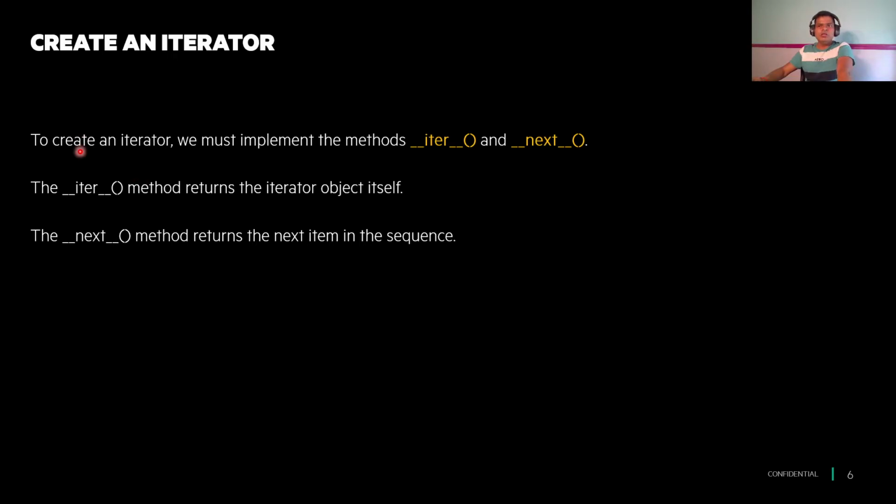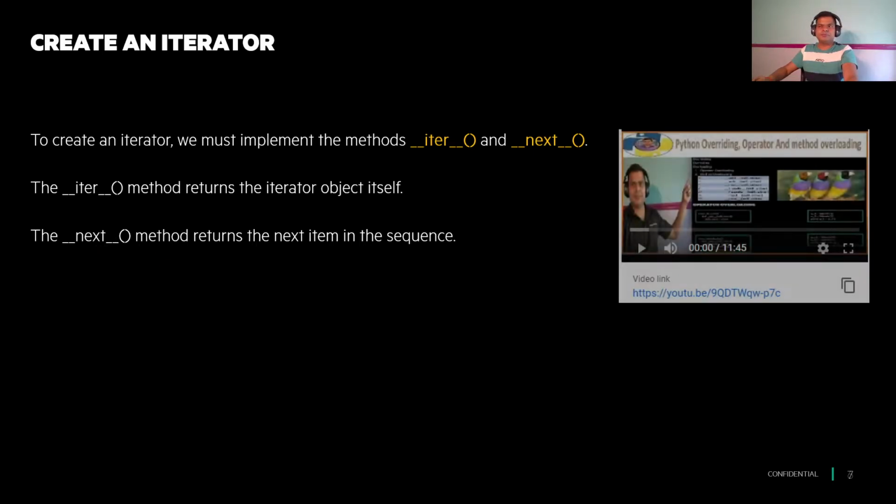As we said, if we want to create an iterator, we need to implement these two methods. What are they? The iter method is just going to return itself, whereas next is going to return the item and then move the pointer to the next item.